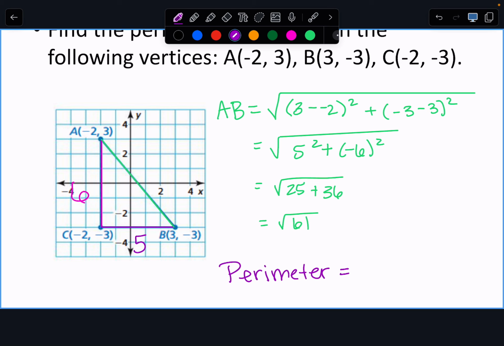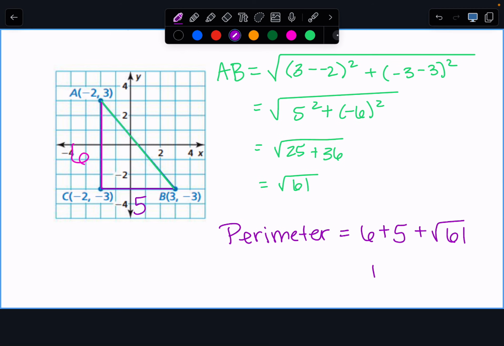So our perimeter is side plus side plus side. Now, we can add 6 and 5 together, but we can't add square root of 61 to it because it's an irrational number.